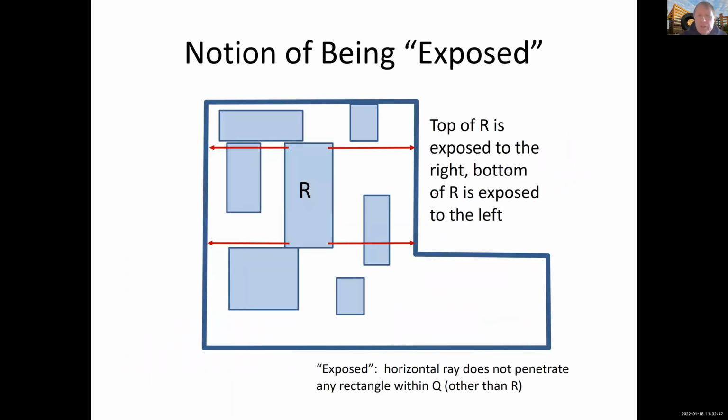So we need a notion of being exposed. A rectangle R is exposed to its northeast, northwest, southeast, southwest, according to whether a horizontal ray from a point just inside that corner penetrates a rectangle or not. So here there's a penetration, here there's a penetration. So this rectangle is exposed on its northeast corner and on its southwest corner.